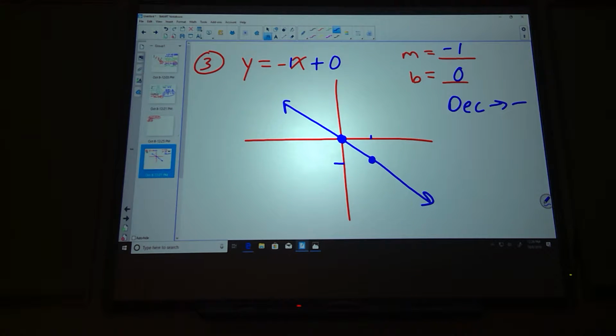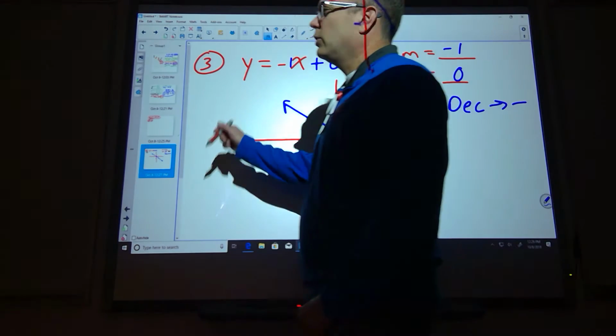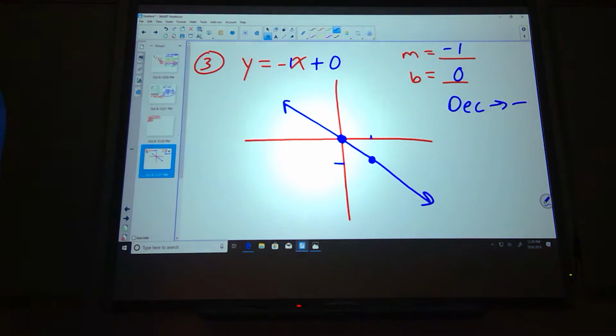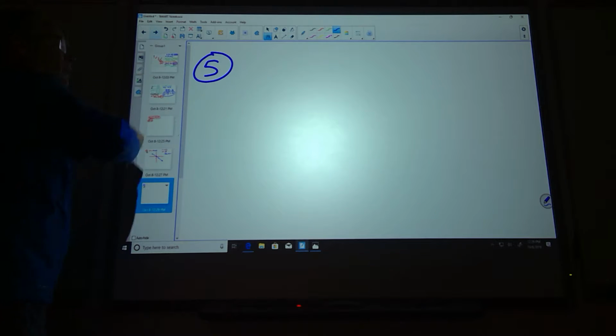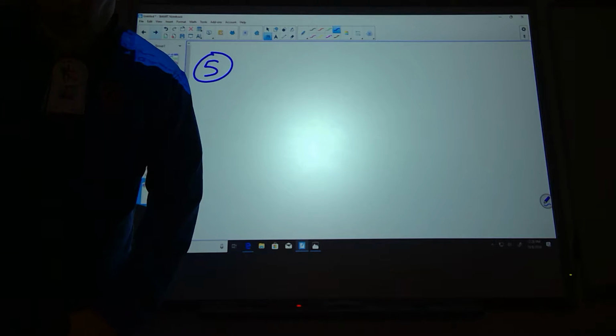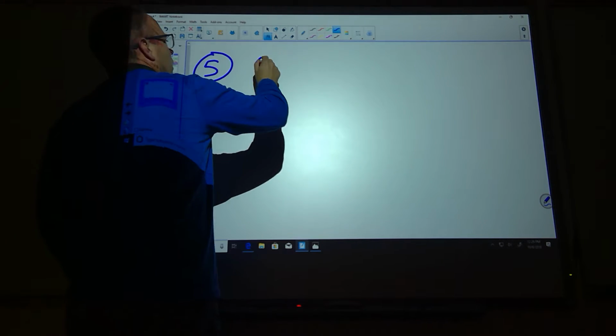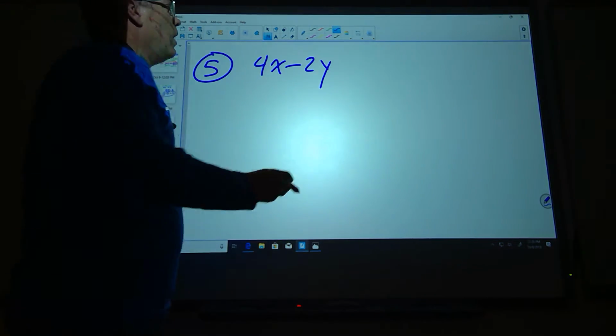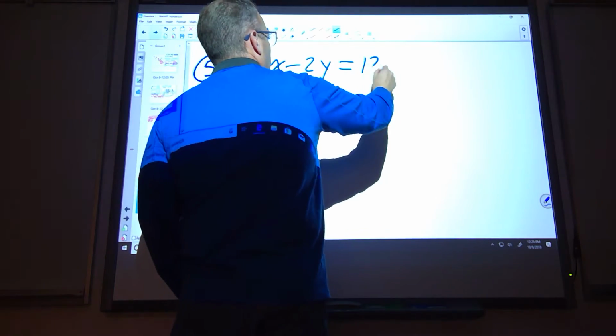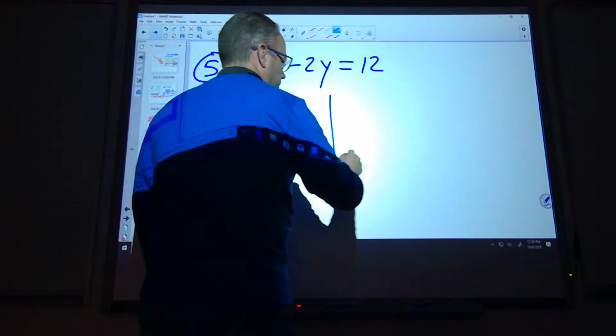And then number 5 was asked for as well on page 67. Are there any other questions on this one? All right, so number 5. And please know, you can write all over your homework. Ooh, 4x minus 2y is equal to 12.